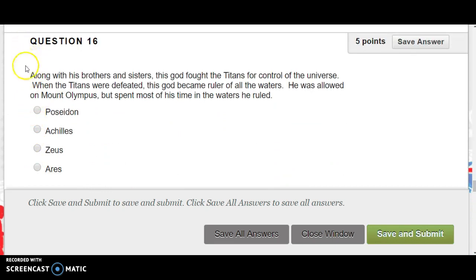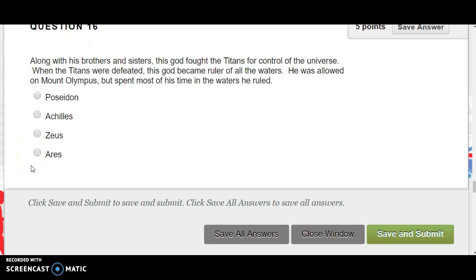Question 16. Along with his brothers and sisters, this god fought the Titans for control of the universe. When the Titans were defeated, this god became ruler of all the waters. He was allowed on Mount Olympus, but spent most of his time in the waters he ruled. Poseidon, Achilles, Zeus, Ares.